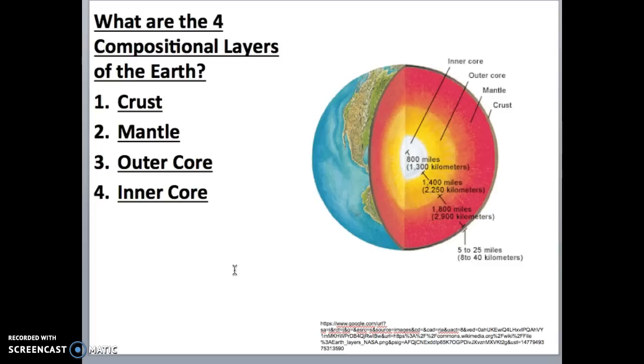So now we're going to get into the layers of the Earth. You may have learned about this in elementary school, but we're going to be learning about it again. So on the outside layer, we have the crust. Under the crust, we have a thick layer of rock called the mantle. And then underneath that, we have the outer core. And then in the center, we have the inner core. Go ahead and label these 4 words on your diagram, on your notes.